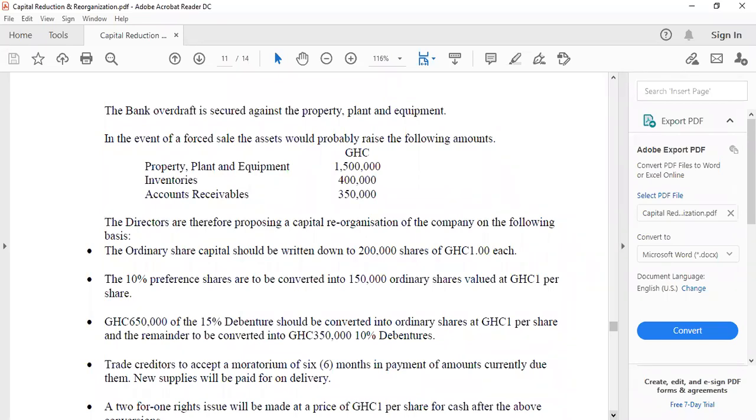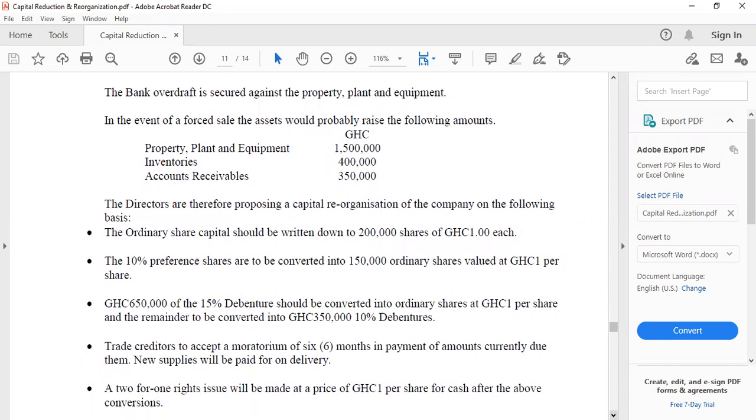Trade creditors to accept a moratorium of 6 months in payment of amounts currently due them. New supplies will be paid for on delivery. So the trade creditors, now what we are saying is that we are pleading with you that we pay you in 6 months' time. But any supplies that will come right now will be paid on what? Delivery. We pay you as soon as you bring the goods.